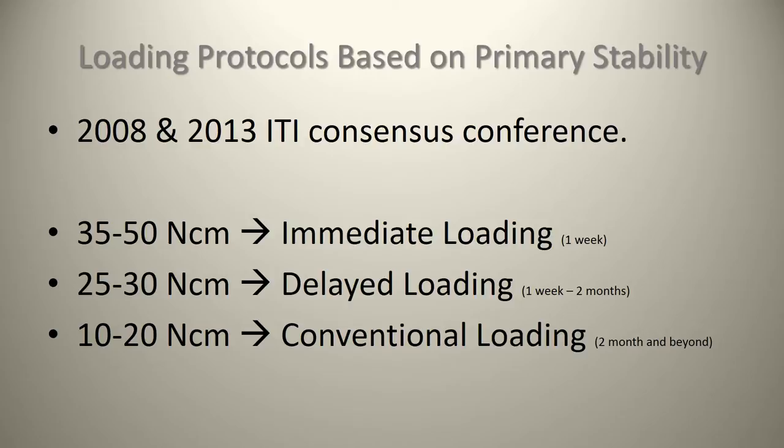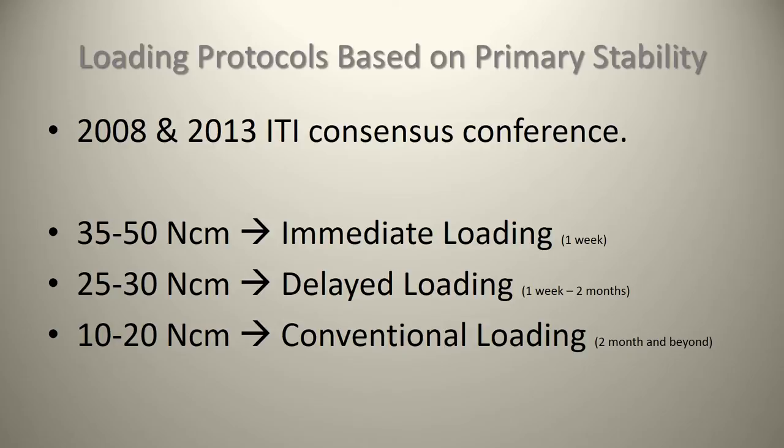They also advocate that anytime you're going to be getting 25 to 30 newton centimeters of primary stability for a patient, you want to consider delayed loading. So this is going to be anywhere from 1 week to the 2 month mark, or as we traditionally talk in orthopedics about the 6 weeks, for getting that stability, that initial healing of that bone.